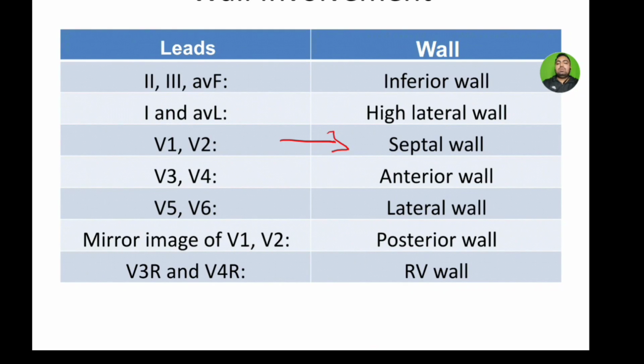V3 and V4 are therefore the anterior wall of the heart, and V5 and V6 are the lateral wall of the heart. The mirror image of V1 and V2 is the posterior wall of the heart, and V3R and V4R are for RVMI, that is, right ventricular wall MI. Leads 2, 3, and aVF are for the inferior wall of the heart, and lead 1 and aVL are for the high lateral wall of the heart.